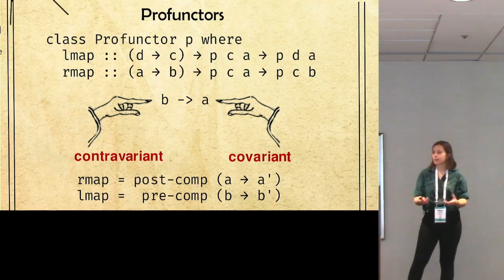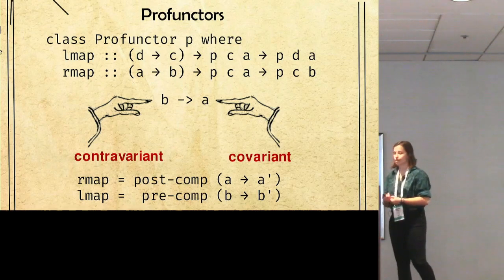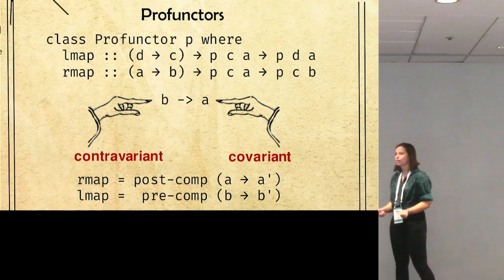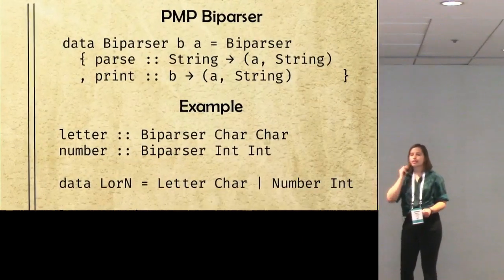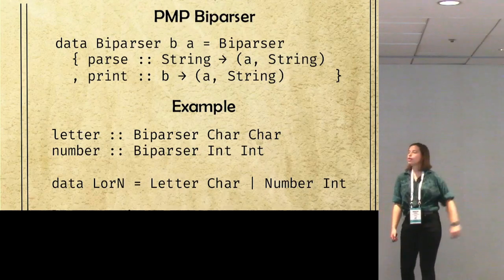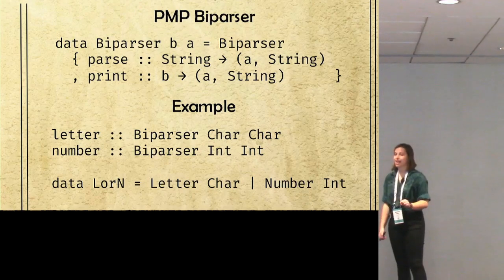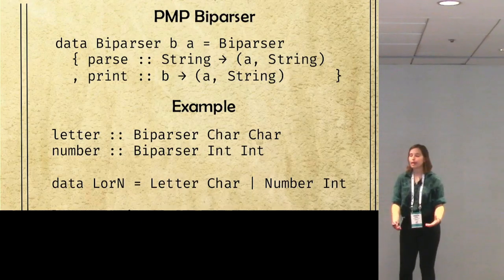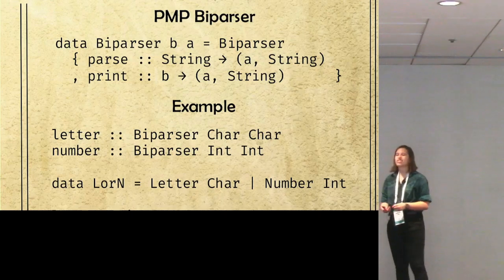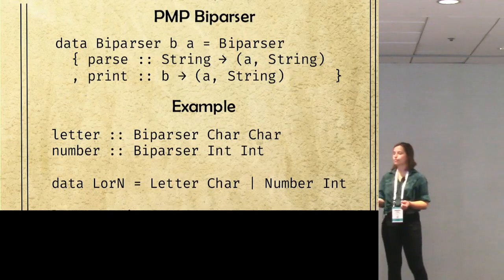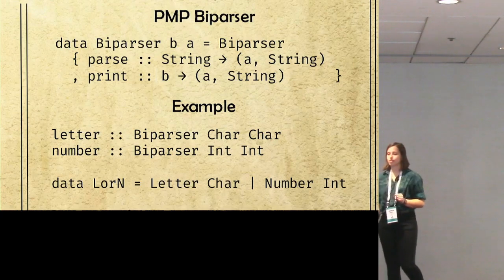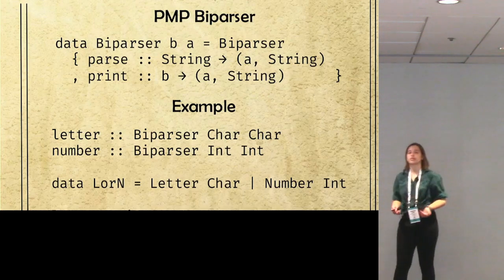So a monadic profunctor is one that's also monadic in its second parameter. Now, bear with me, I'm going to get a little bit technical, but I think it's worth getting to grips with this. So for example, if I wanted to make my biparser like this, it would be something like this. So this is a profunctor in B and A, and monadic in A. And it works by combining together a parser, which is already monadic, with a printing function. And this is a mixture of the reader and writer monad. So this biparser can either be run forward to parse a string into an A, or it can be run backward to print a B.